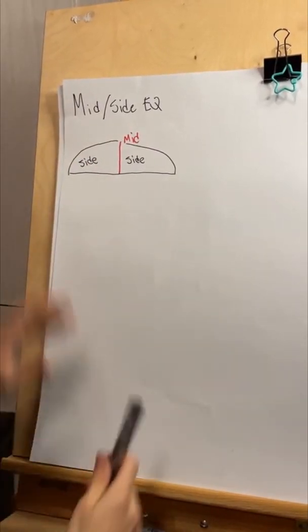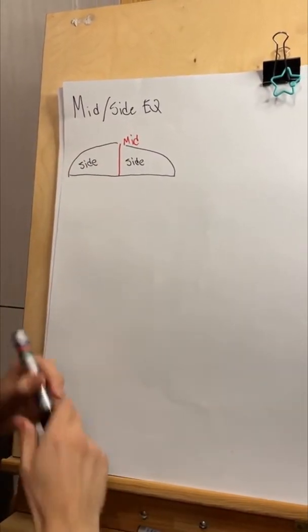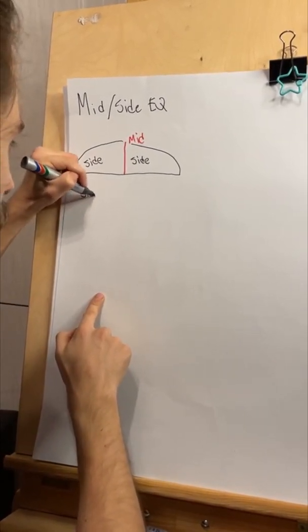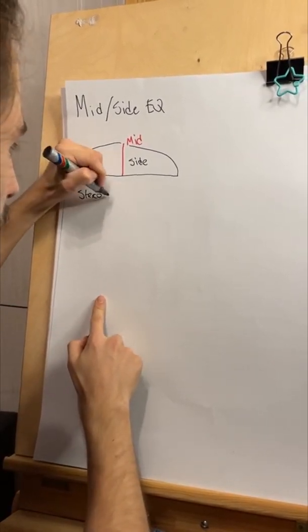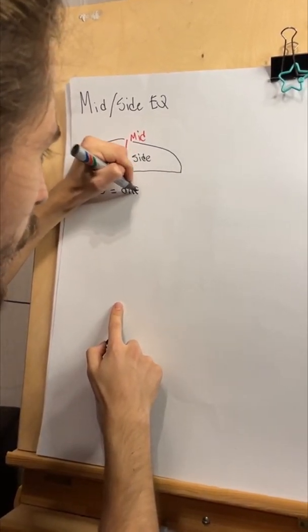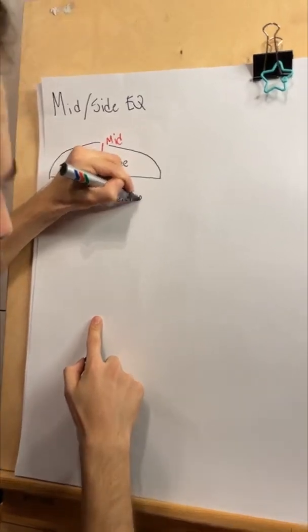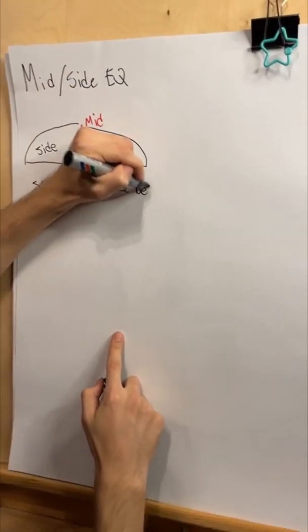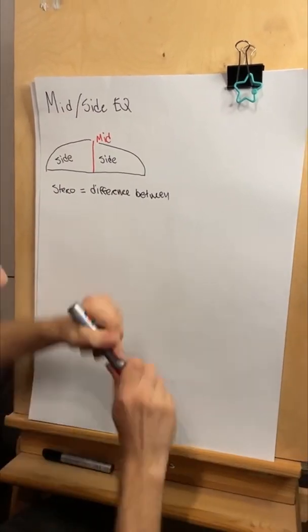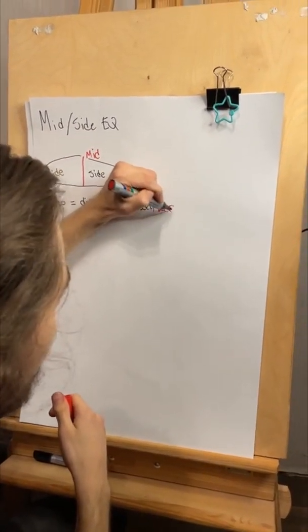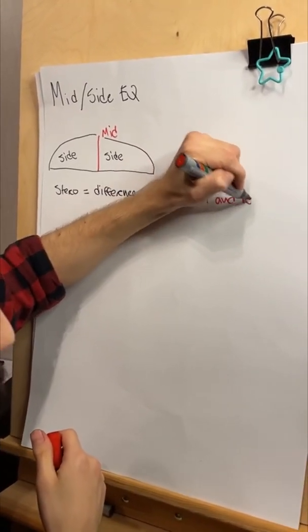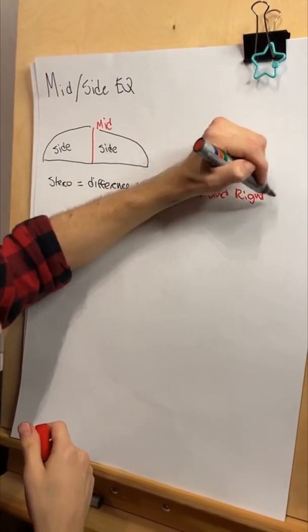And the difference, basically, how does the stereo work? So basically, stereo is the difference between the left and right channel.